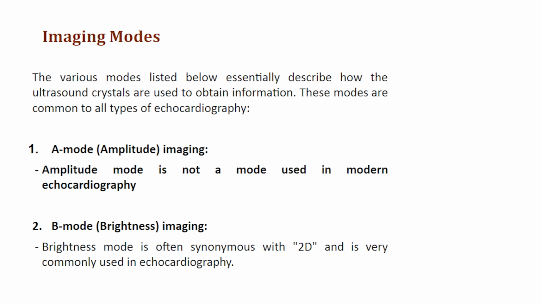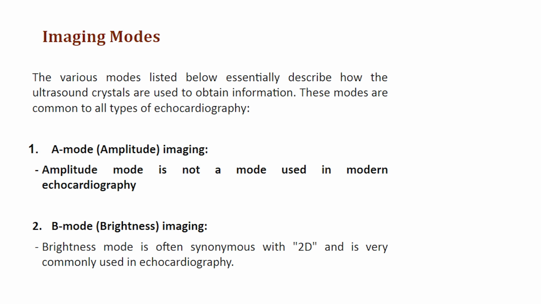This mode is considered as one-dimensional and used to measure the distance between two objects by dividing the speed of sound by half of the measured time between the peaks in the A mode plot, which represents the two objects in question. Amplitude mode is not a mode used in modern echocardiography. So, A mode is not generally used in modern echocardiography.